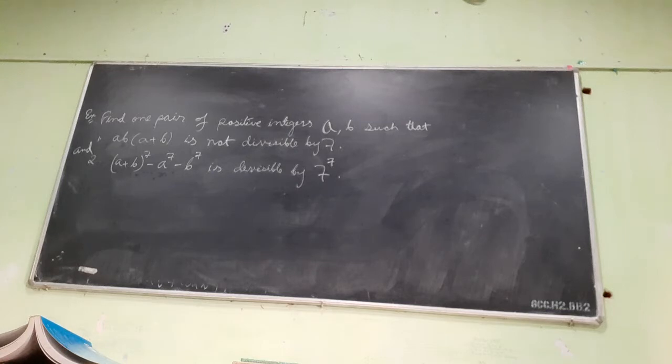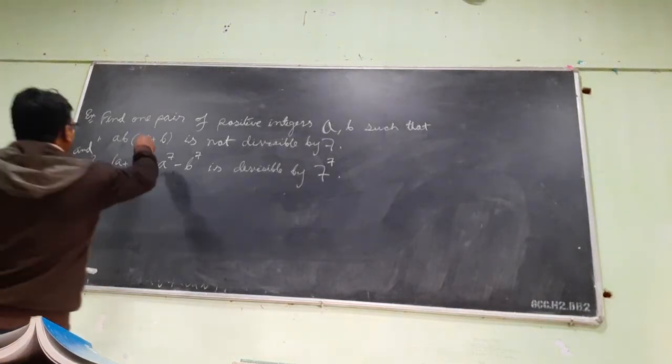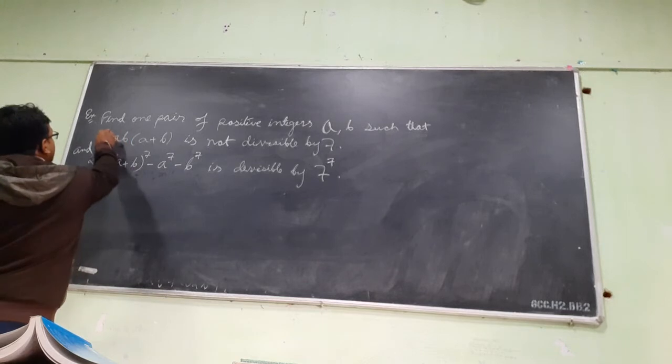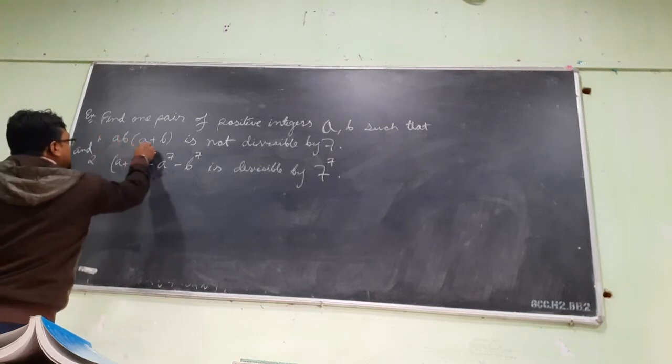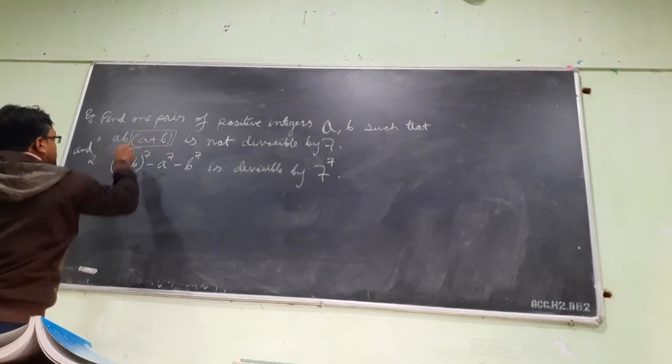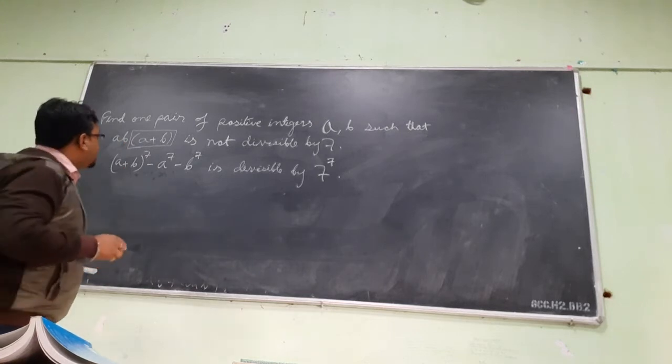So look, something more will come out common. Can you take something else common? Okay, try to see, 7ab you have got common. Try to see if you can take a plus b common.